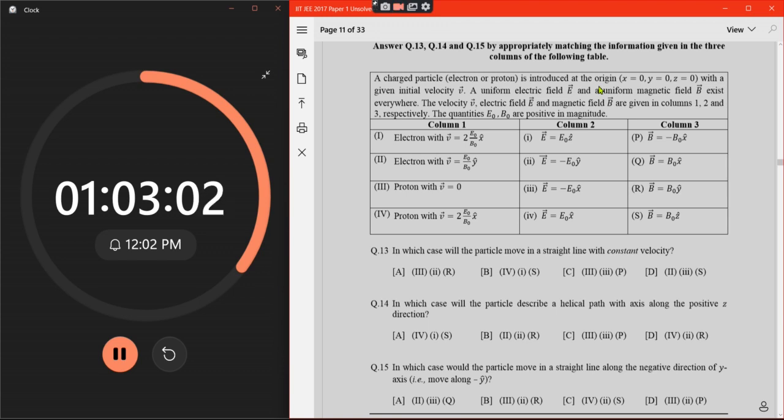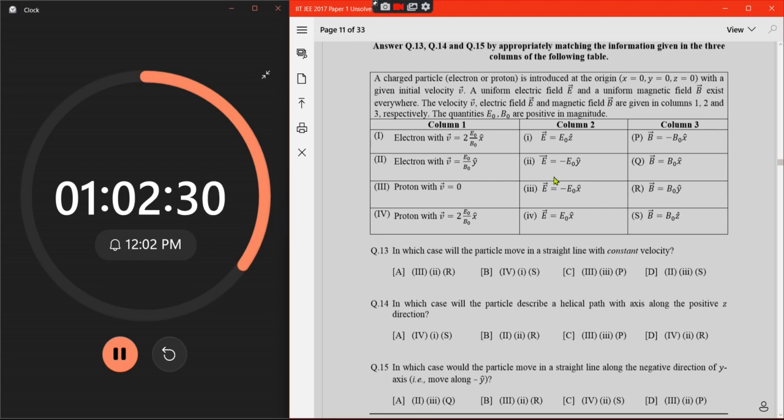Okay, so E vector, uniform everywhere. Initial velocity V vector. Some direction, we don't care where it is. Okay, the magnetic field B vector. The quantities E naught, B naught. Okay, so what comes in the options. Which case the particle moves in a straight line with constant velocity. Yeah, it's like uniform motion. And what else? So first we just have to do the same thing, like force equal to 0.